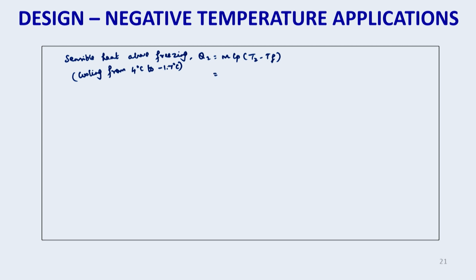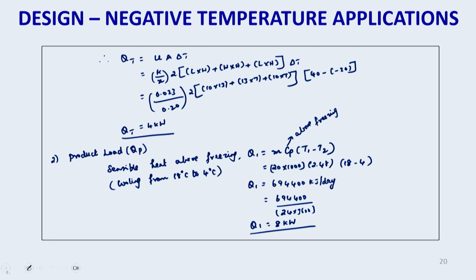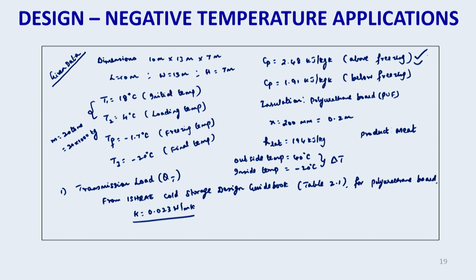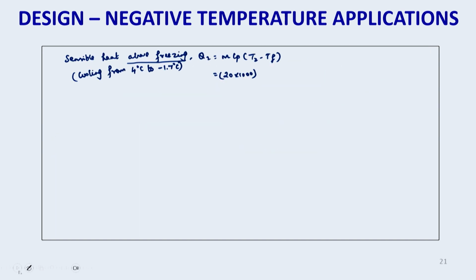Substituting the values, here also this is above freezing, so the Cp value above freezing is to be substituted. Let us check the M value. M value is 20 tons, correct, 20 into 1000. Cp value above freezing is the same value, 2.48. T2, that is the storage temperature, 4, minus of minus 1.7, that is the freezing temperature.